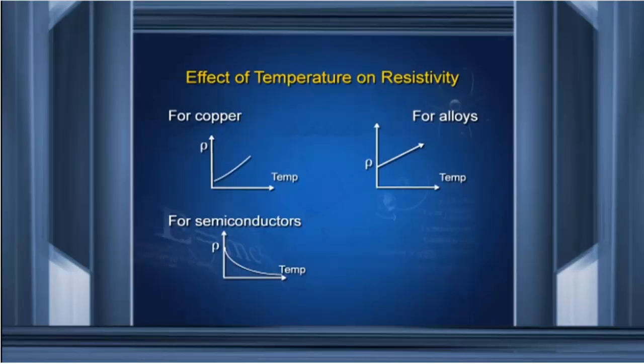If we study the effect of temperature on the resistivity of alloys, then we have seen that with the high temperature resistivity remains almost constant. Whereas for semiconductors, we have seen that resistivity decreases with the rise in temperature. Following graphs represent the variation of resistivity with temperature.